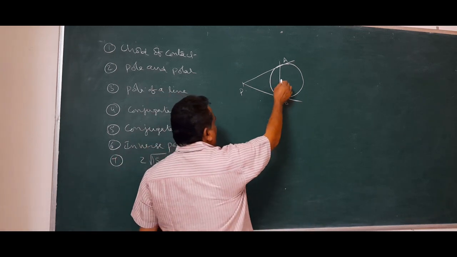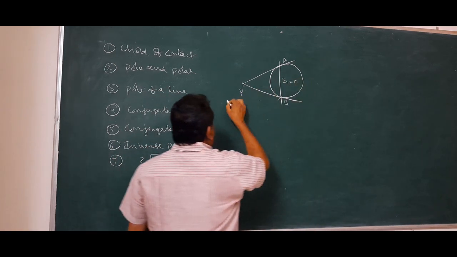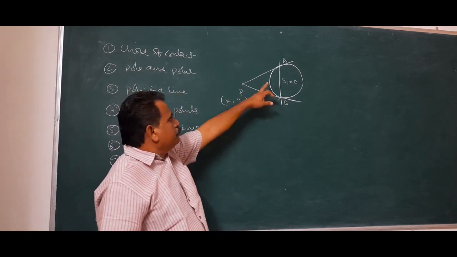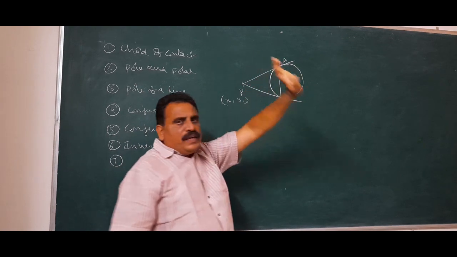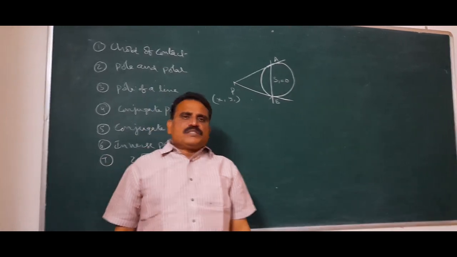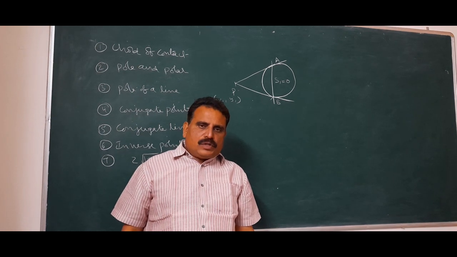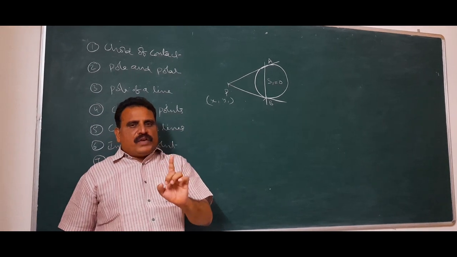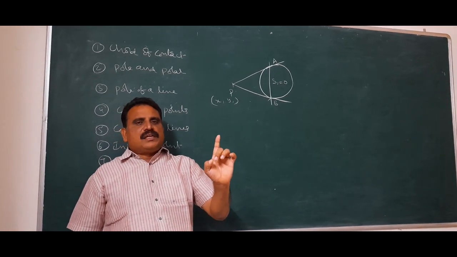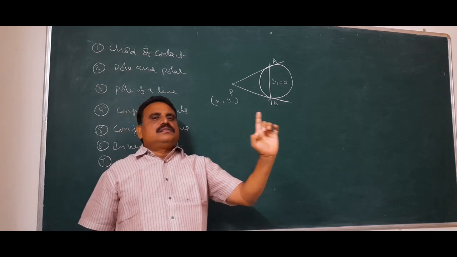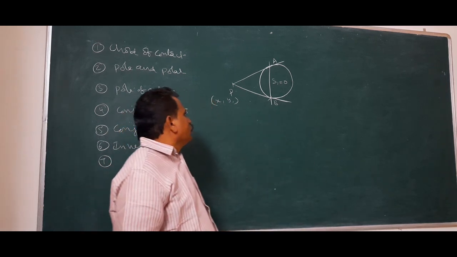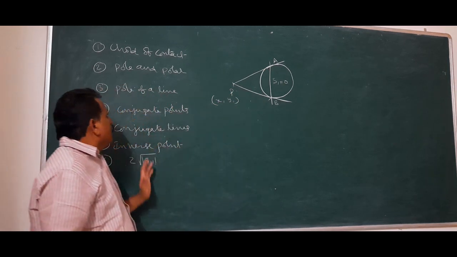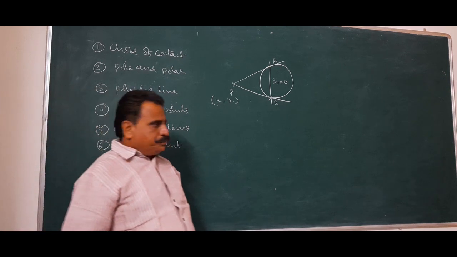Equation of the chord of contact is S1 equal to 0, for the point P(x1, y1). If S is x square plus y square plus 2gx plus 2fy plus c equal to 0, then S1 is xx1 plus yy1 plus g into (x plus x1) plus f into (y plus y1) plus c equal to 0. You can easily prove that one.